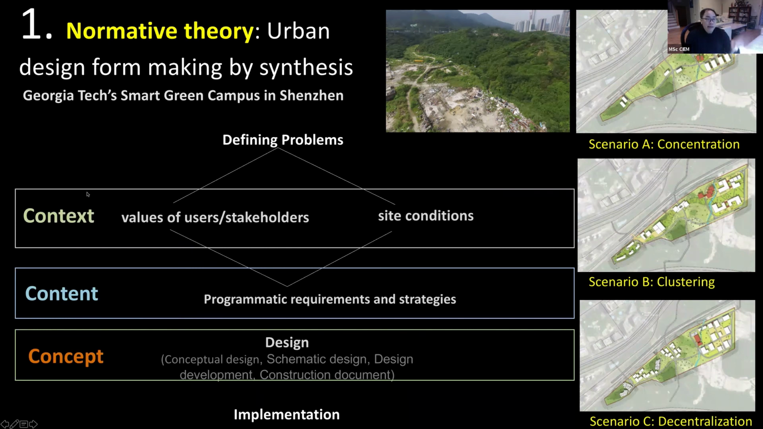We look at context, right? The site context of transportation, climate, topography, and we look at content. Say the program of the campus. You have classroom, library, you have a student apartment, and so on. And you have how many square meters for different program, different land uses. Then you come with concept, different concept to produce different urban form campus layout. In this case, we have different concept of concentration, clustering, decentralization. Then you go to implementation. So that's a typical approach for urban design form-making by synthesizing different factors.